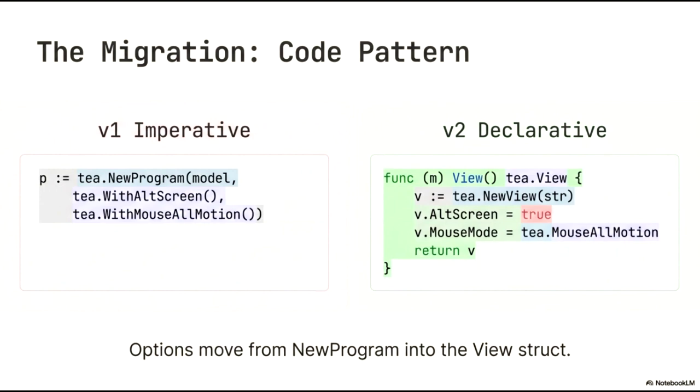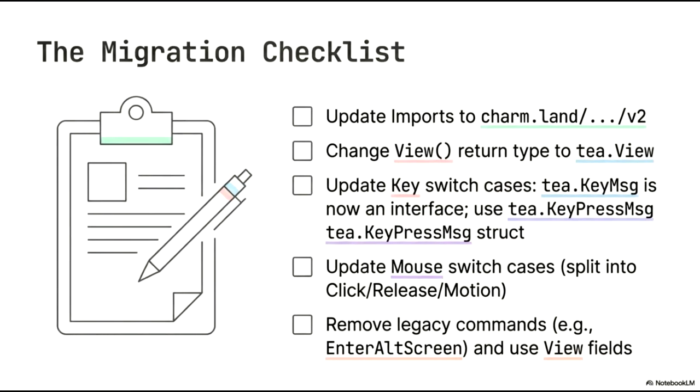To successfully transition your project, follow this migration checklist. First, update all your package imports to include the v2 suffix in the module path. Next, ensure that your view function return type is updated to tea.View. A key architectural change in this version is that tea.KeyMsg has become an interface. You will need to refactor your switch cases to use the tea.KeyPressMsg struct instead.